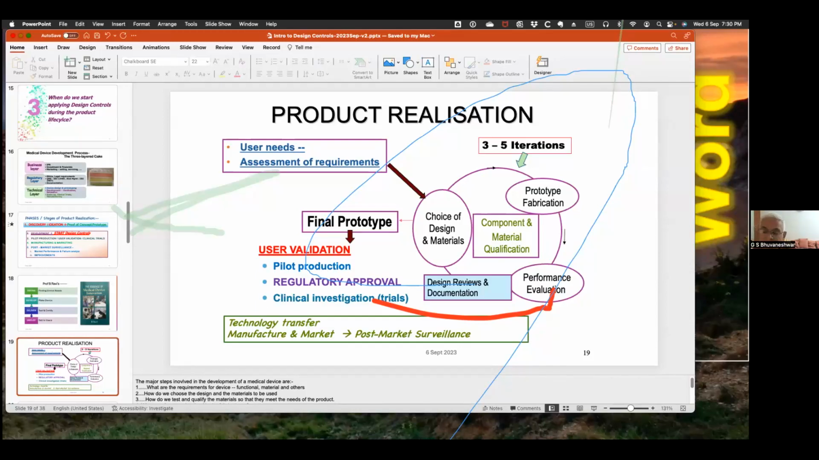But there's one thing required when you want to export a device from India. You need to get what's called a free sale certificate, I think, or you must have a certificate showing that it's approved in India. So this is a major requirement now. Even our drug controller requires that if you are importing an American device, you have to show that the device is approved in the US.